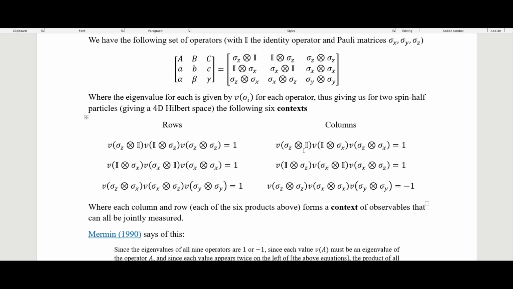And if you took the commutators of these, what you would find is that we have to have -1 for this rightmost column right here. So the product of all of these would have to be -1. Each column and row, so each of the 6 products above, forms a context of observables that can be jointly measured. So we're essentially saying that everything in this top row can be jointly measured, everything in this middle row, everything in this bottom row, and similarly everything in this leftmost column, this middle column, and this rightmost column can be jointly measured.